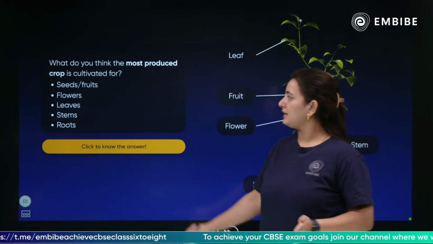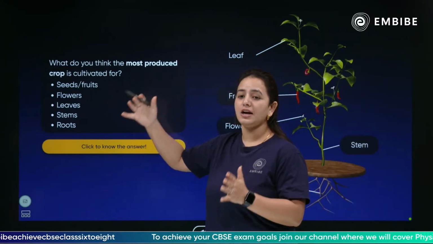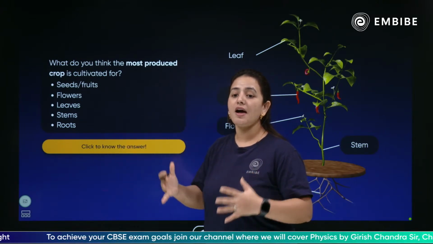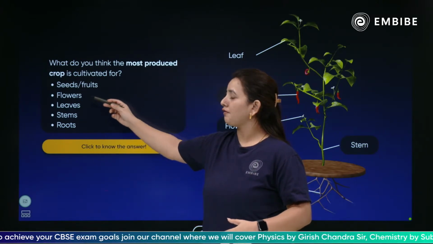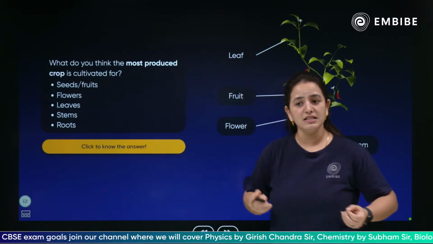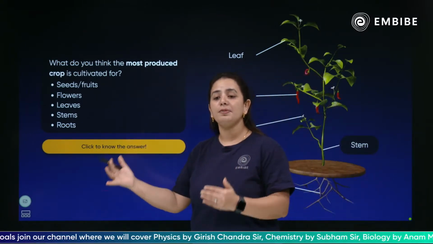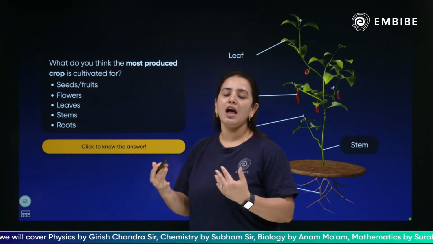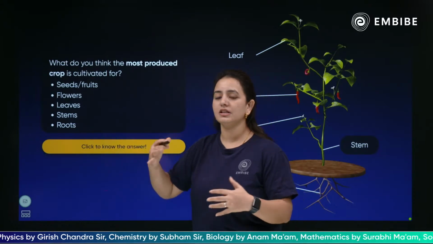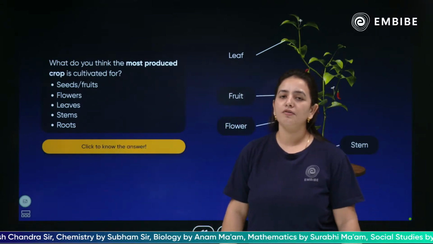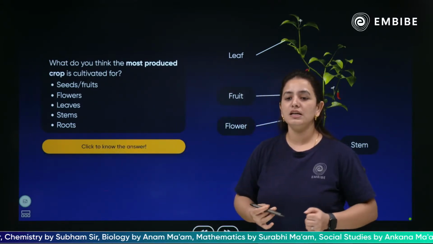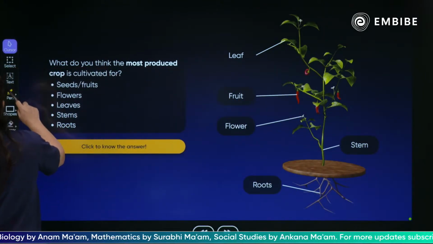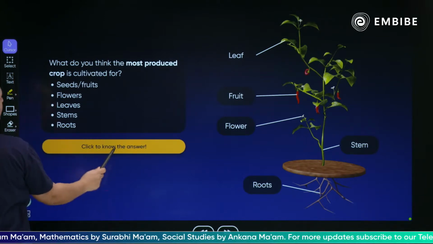So we can have cultivation of seeds and fruits kind of crops, in which we obtain lots of seeds and fruits. We can have certain plants in which the flower is more appropriate for consumption. We can also have plants in which the leaves are appropriate for consumption, plants in which the stem is for consumption, and plants in which the roots are for consumption. So let's see which of the following is the most cultivated part of the plant.